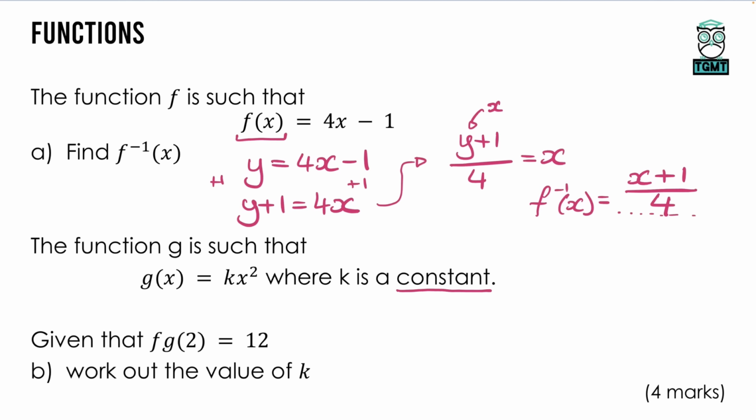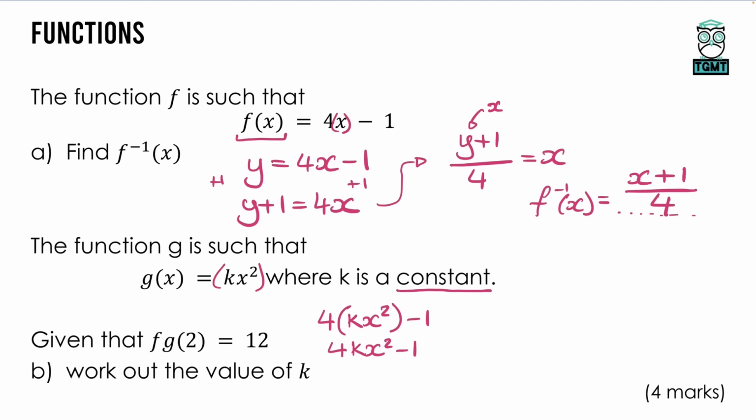So we have a composite function here, but the function of g has this kx squared. We need to put the function of g into the function of f. So normally I would just put a bracket around this, a bracket around the x in the other function, and just replace that piece. So we have 4 lots of kx squared minus 1. And there we go, that is the function fg. It does want us to put 2 into that, and it says that it's equal to 12. But let's first just expand this. So we have 4kx squared, or x squared k, however you prefer to write it, minus 1.